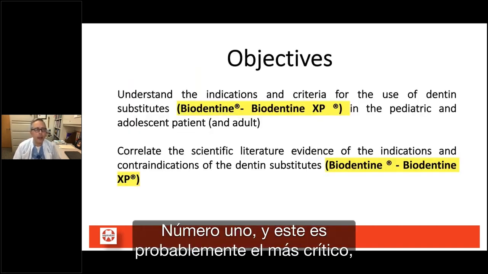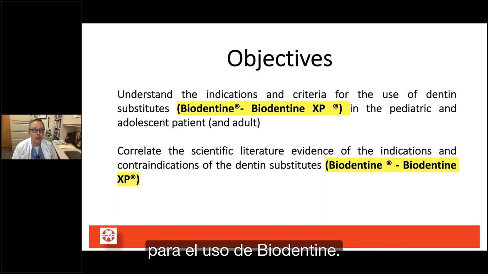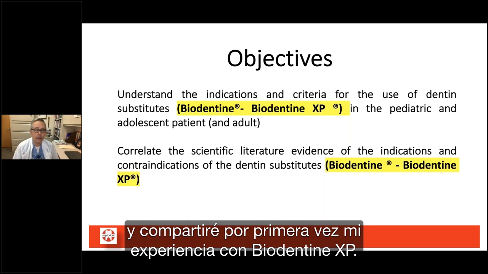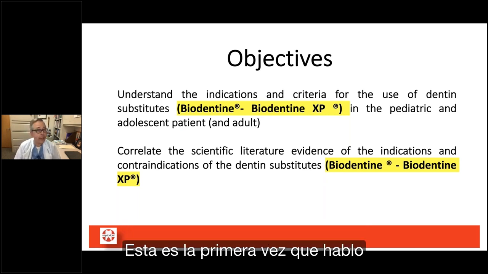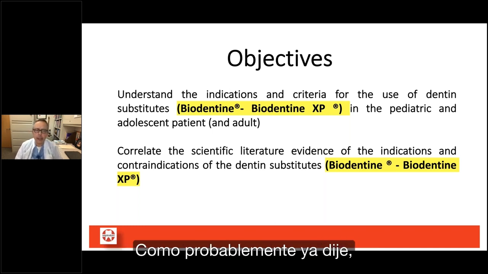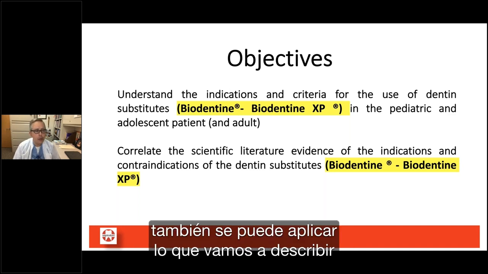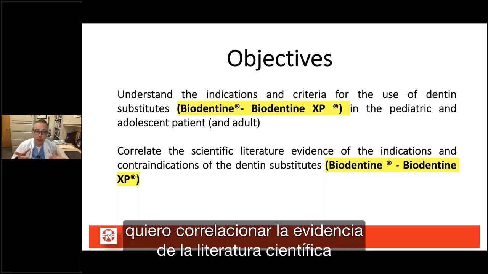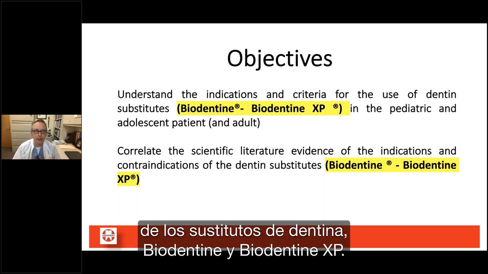So these are our goals for this lecture. Number 1, and this is probably the most critical, understand the indications and the criteria for the use of Biodentine. And as I mentioned before, I have amazing news, and I will share for the first time Biodentine XP. This is the first time that I'm speaking about Biodentine XP in pediatric and adolescent patients. And as I probably already said, you can also apply what we are going to describe in this session to the adult patient.